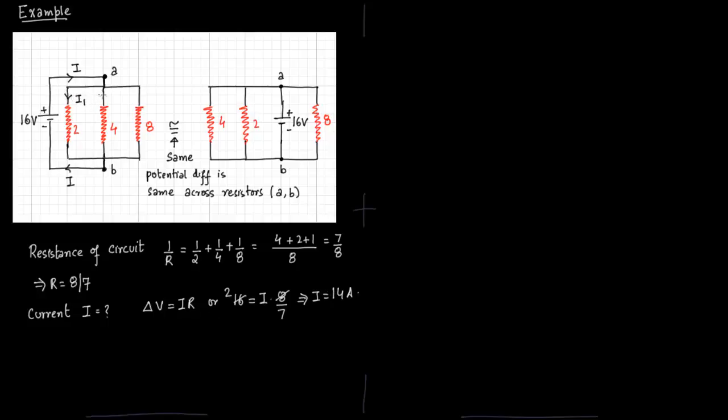Now we compute the current through each of the individual resistors. So through R1, R2 and R3, we have three currents flowing, I1, I2 and I3. So I1 is nothing but delta V over R1, that is 16 over 2. So I1 is 8 amperes. I2 is again delta V over R2. Again we are just taking the same potential across all the three resistors. And I3 is delta V over R3, which will give you 2 amperes.